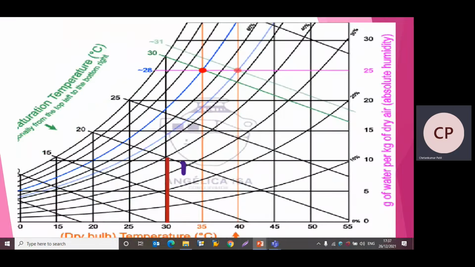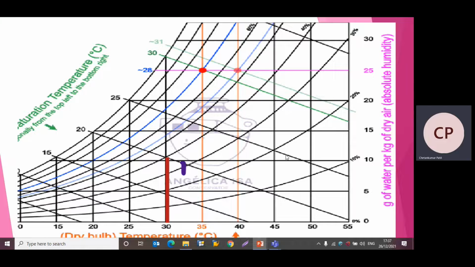First we will plot the initial condition of air with the help of the psychrometric chart. Here the dry bulb temperature is given, that is 30 degrees Celsius. On this horizontal line at the bottom, the dry bulb temperature in degrees Celsius is there. So we have to select one line for this 30 degrees Celsius. Here the red line is there. Now relative humidity is 40%.